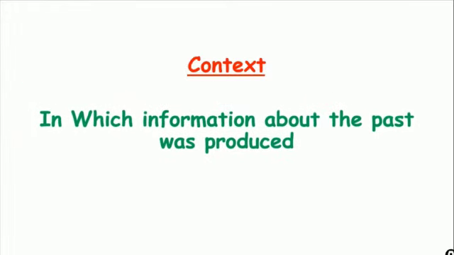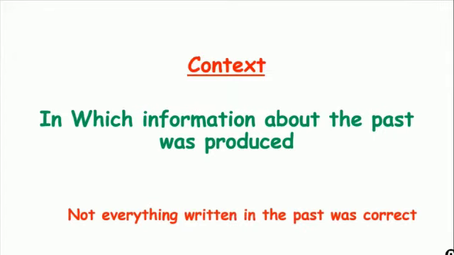Now, historians have to be very careful when they use old things to study history, because the method of making maps and text differs from time to time, and not everything written in the past was correct. So historians must be very careful about the context. What do you mean by context? The situation in which information about the past was produced. Again I am telling, not everything written in the past was correct. So historians must be very careful about that.